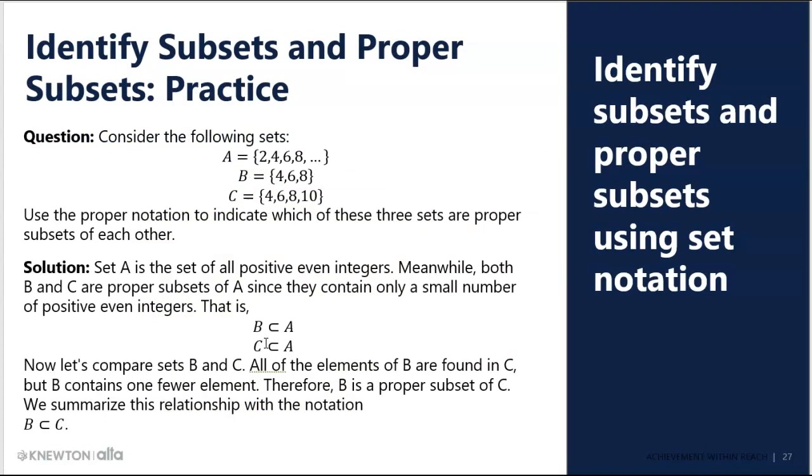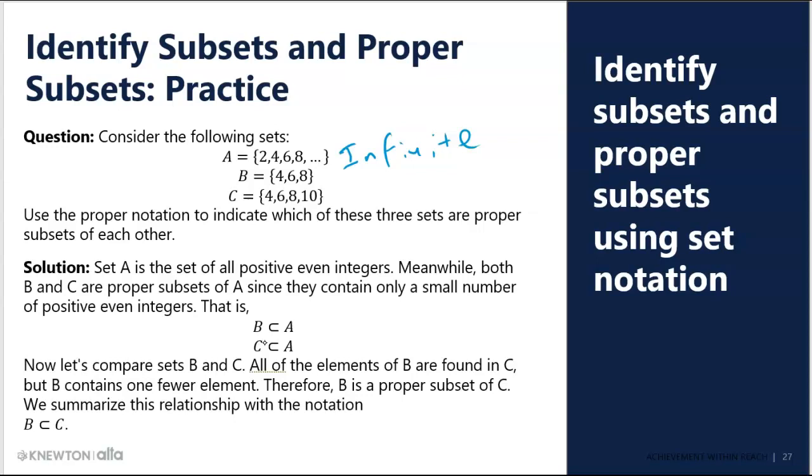All right, so let's do some practice. Let's consider the following sets. A is 2, 4, 6, 8, and so on out to infinity. So as a way of review, we say that A is an infinite set. B is finite, and it has a cardinality of 3. Its elements are 4, 6, 8. C is finite with a cardinality of 4. So it's 4, 6, 8, 10. And once you know the cardinality of C is larger than the cardinality of B, you know it's impossible for C to be a subset of B, because there's going to be one element that isn't in B.